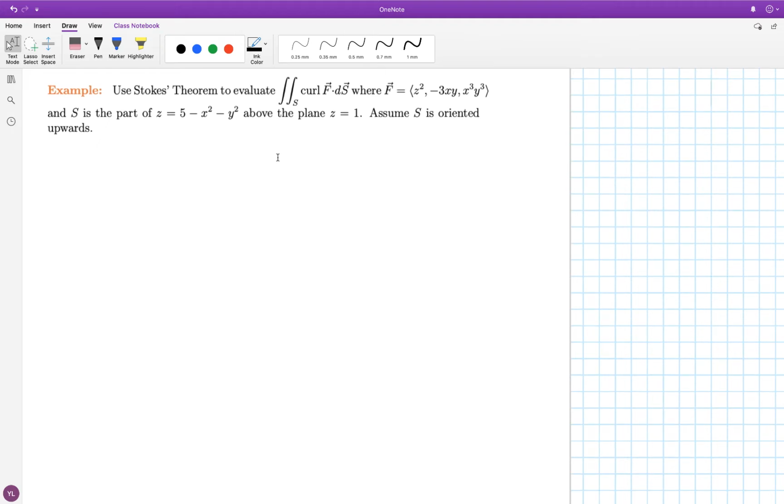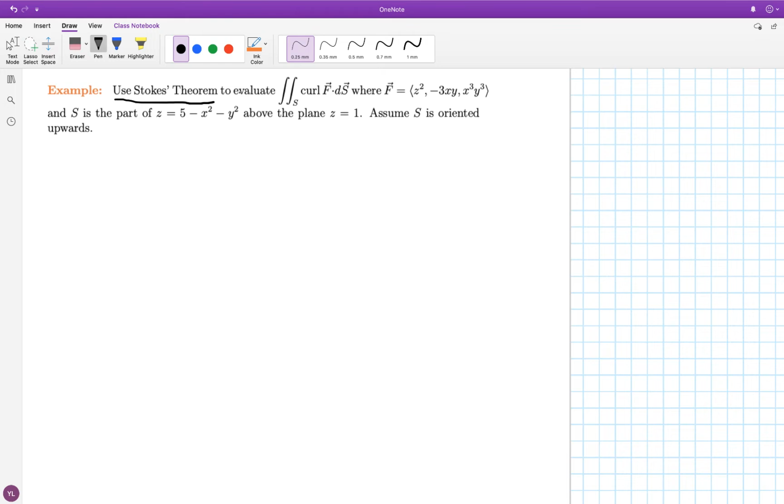All right, let's do some examples involving Stokes Theorem. So here we're asked to use Stokes Theorem to evaluate a surface integral of curl. And the whole point of using Stokes Theorem is that it gives you an alternative to computing this curl integral. If I was just to compute this integral directly, I'd want to compute the curl of f, parameterize the surface, and then evaluate the surface integral.